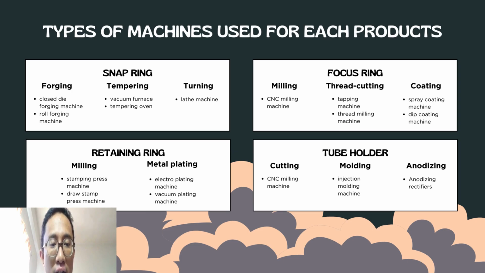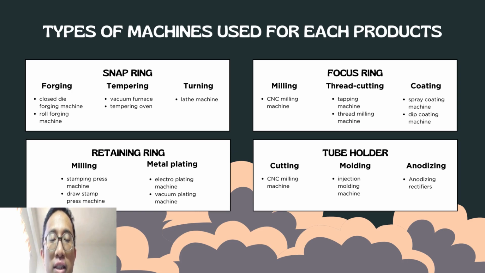For the focus ring product, we only do the milling process, thread cutting process, and also the coating process. For the milling process, we use a CNC milling machine, and for the thread cutting process, we use a tapping machine and a thread milling machine. For the coating process, we use a pre-coating machine or a dip coating machine.